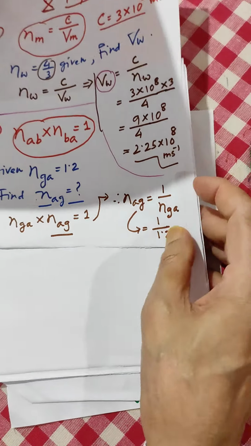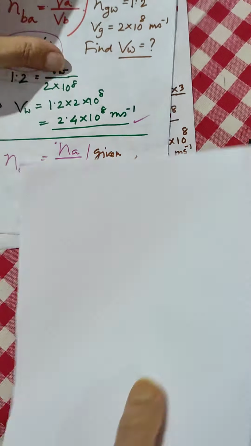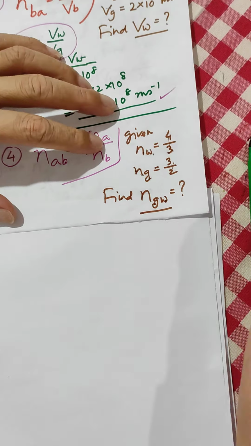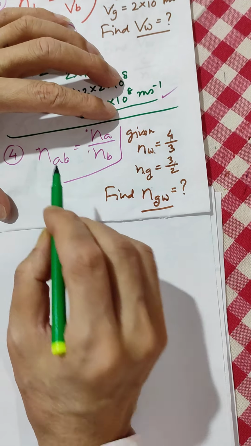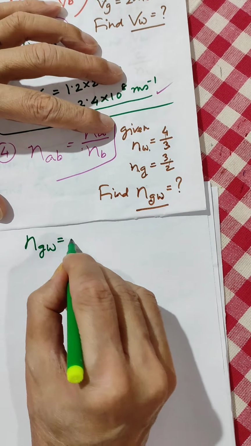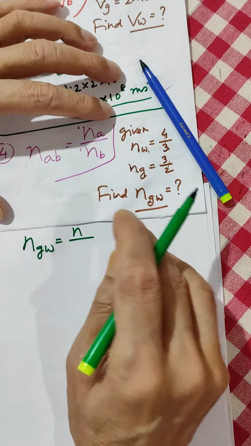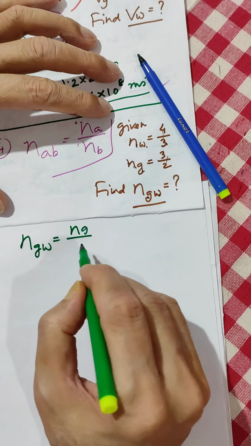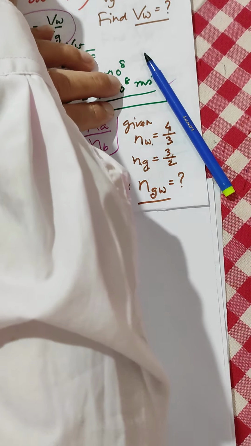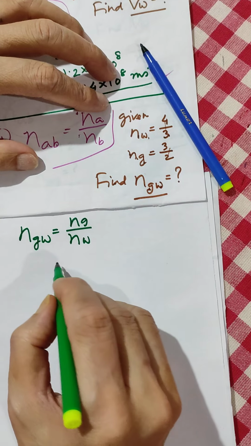Alright? Now using this formula, how will you do it? Let us see. So here, using this formula, what will you write? The refractive index of ZW, that is equal to the refractive index of Z divided by the refractive index of W. Alright, so the refractive index of Z with respect to W equals the refractive index of Z divided by the refractive index of W. Now just put the value.